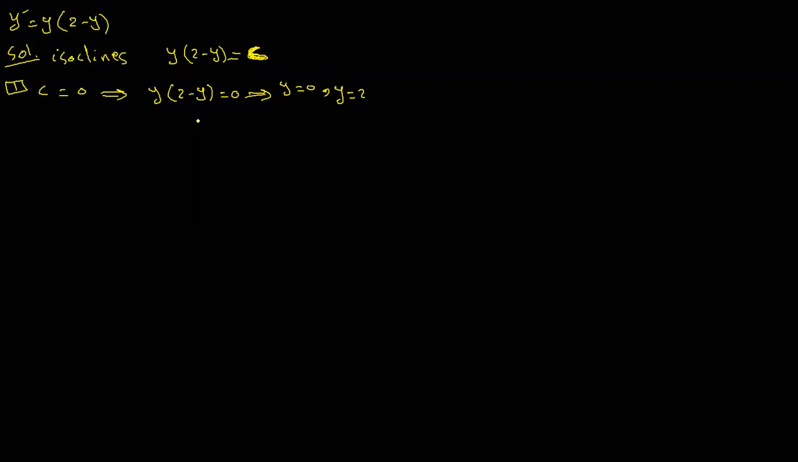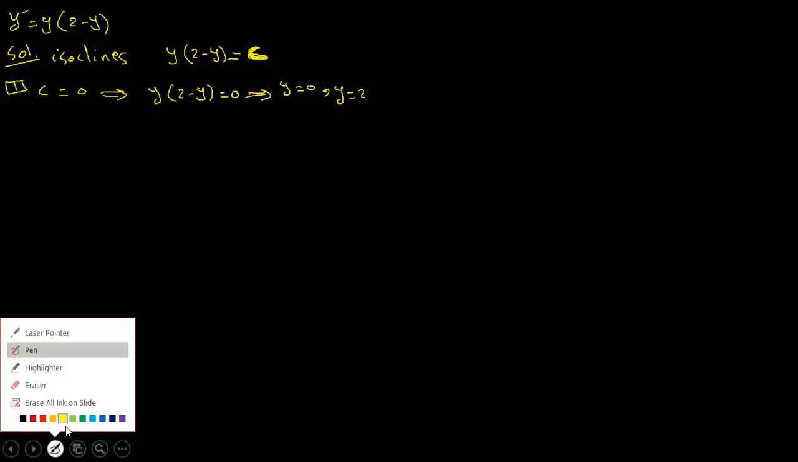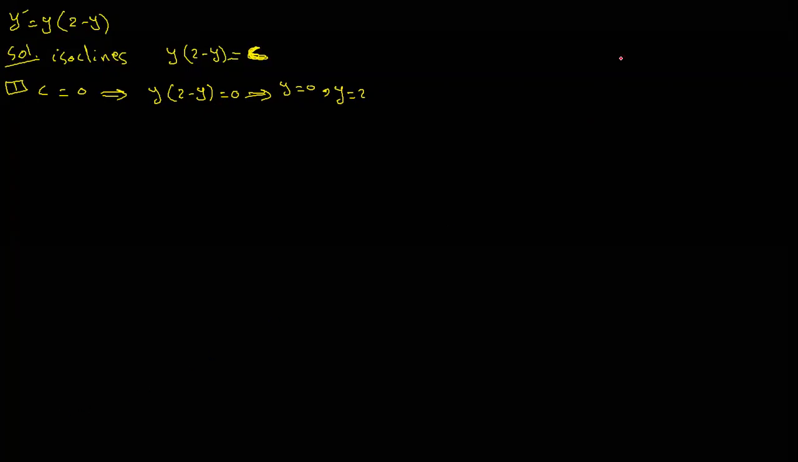Now let me draw the isoclines. Let me choose the red to draw the y-axis and x-axis.